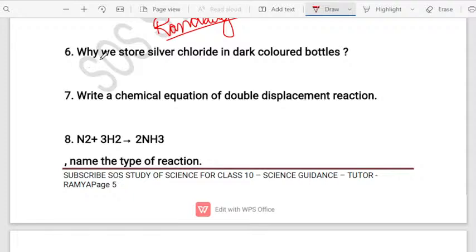Why we store silver chloride in dark bottles? Very important. Why we store silver chloride in dark bottles?